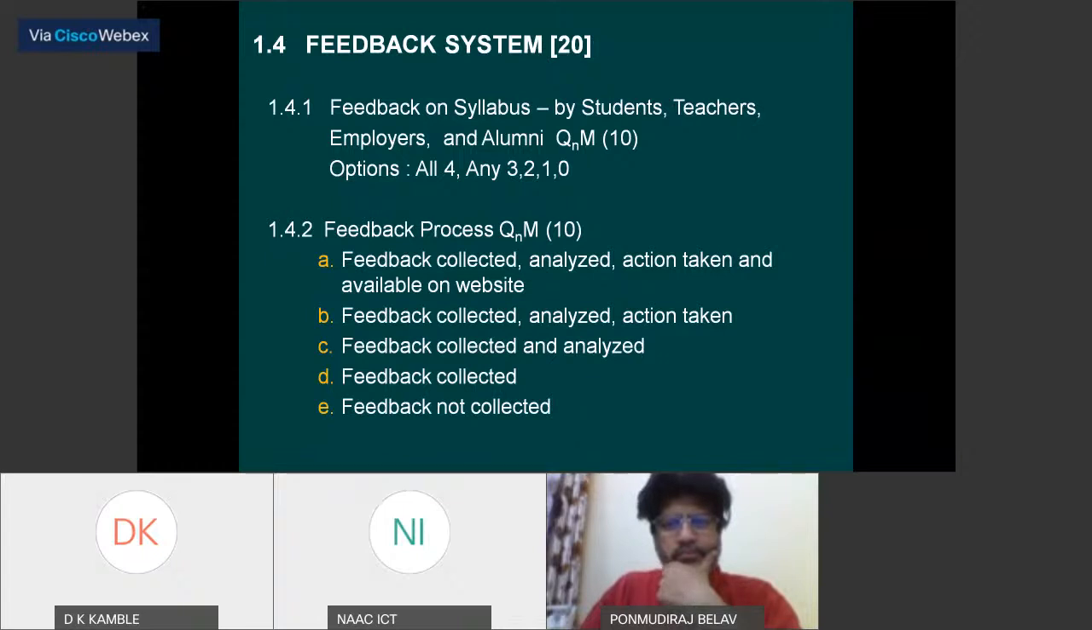Then, coming to the next one, 1.4.2, the feedback process. Whether the institutions have only collected feedback or have analyzed it, whether action was taken or not, and whether that action taken report is available on their institutional website or not, all that record is required. Most institutions provide only the collected feedback forms during submission of the SSR. But after collecting feedback from the student, teacher, employer, or alumni, it should be analyzed through a committee of the institution. After analyzing, what is the process, then an action taken report is required. Then, whether the action taken report is available on their website or not, whether that action taken message reaches students, parents, or stakeholders or not. For that purpose, the institution should upload that action taken report on their website. Then only the committee will review all these documents for DVV purposes.